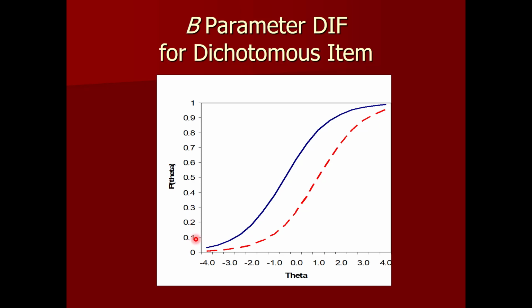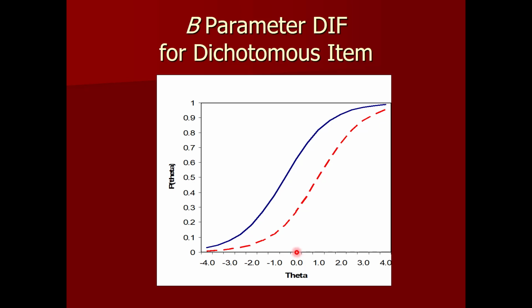So this is not saying that the two groups differ on the item, that their scores differ on the item, or that they're different in the trait in any way. What it's saying is for a given theta, so if you have two people with exactly the same theta, for example of 0, they will have a different probability of getting the item correct based on their group membership.